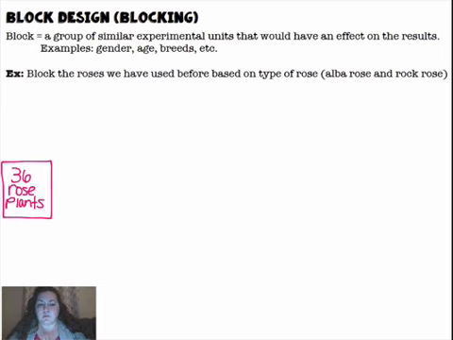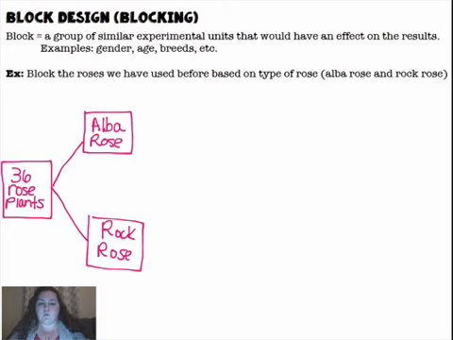So I would start with my 36 rose plants, and I would break them into the alba rose and the rock rose. Now when we're blocking, I don't know how many of them are alba and how many of them are rock. It didn't say that I had an even amount. So the number pieces just kind of go out the window. If they give you specific number values, then you can include that in your design.